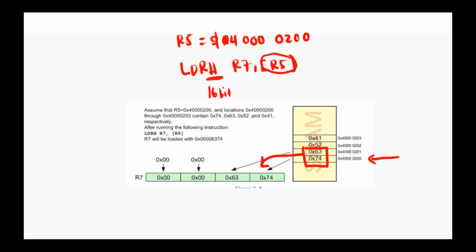What about 41 and 52? Just discard these values, no need to look at them. Only the lower 16-bit number will be loaded into your R7. So that's why it's 74, 63. What about the remaining bits here? They will be filled up with 0. So this is what happened. The LDRH tells the CPU to load or copy a half word, or 16-bit number, from a base address pointed to by your R5 and put it into your R7.